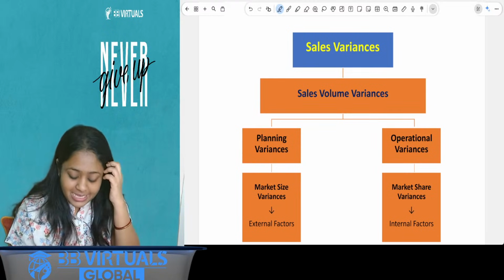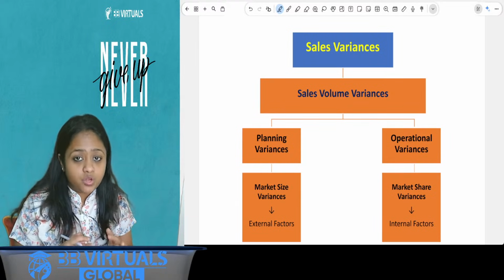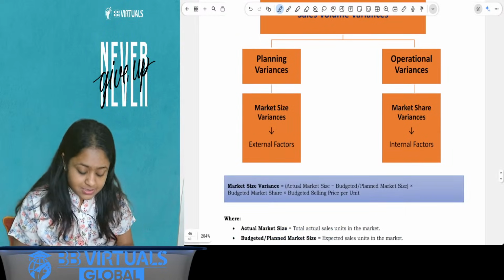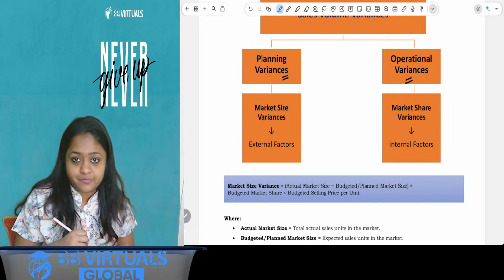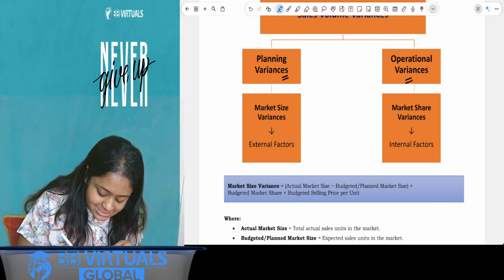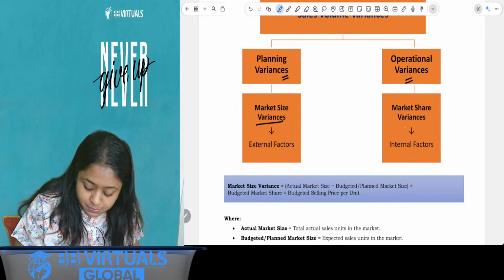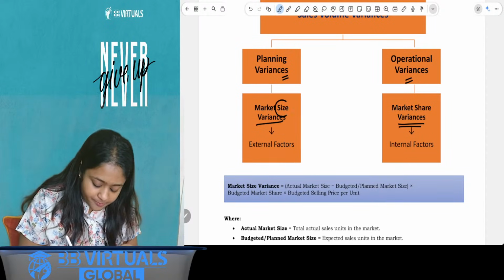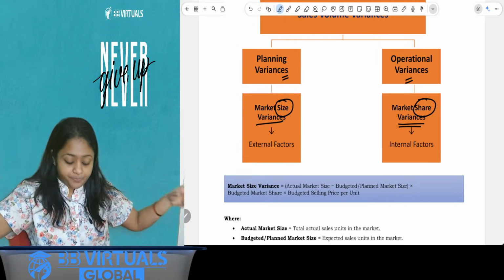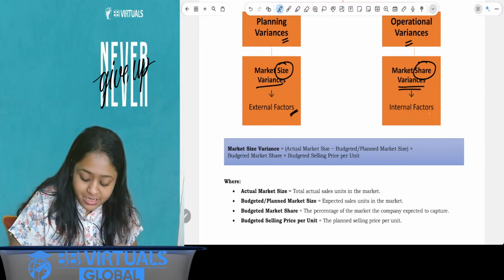Now, when we see the sales variances, guys, here I am looking more into sales volume variance. On the same lines, you can do sales price variance also, same. Now here the focus is, what do you call these planning and operational variances? No confusions needed. Planning variances are termed as market size variance, and the operational variances are termed as market share variance. Size and share, remember. Why? Size, you always remember it as a larger picture. So it is based on external factors. Share is a lesser picture. It is based on internal factors.